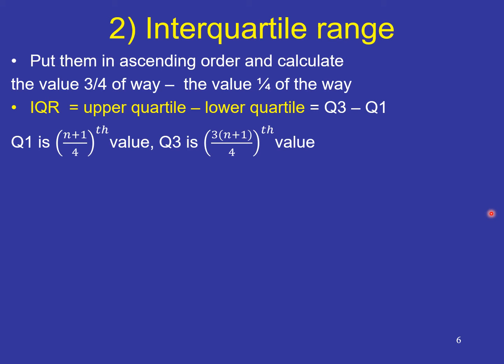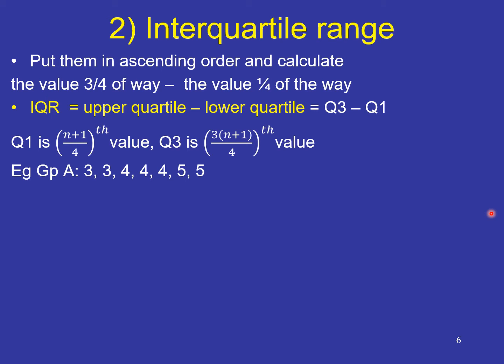So if we want to find the value 1/4 of the way, we do n plus 1, where n is the number of observations, and divide by 4. If we want the value 3/4 of the way, we do n plus 1 over 4 and times by 3. It's kind of similar to when we found the median before, if you remember. To find the median, you do n plus 1 and then halve it. So that's a similar method we're doing here.